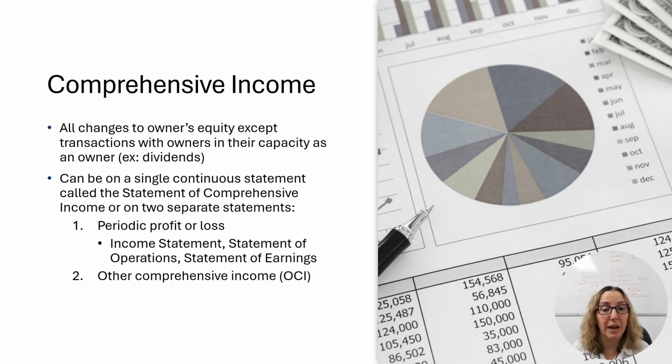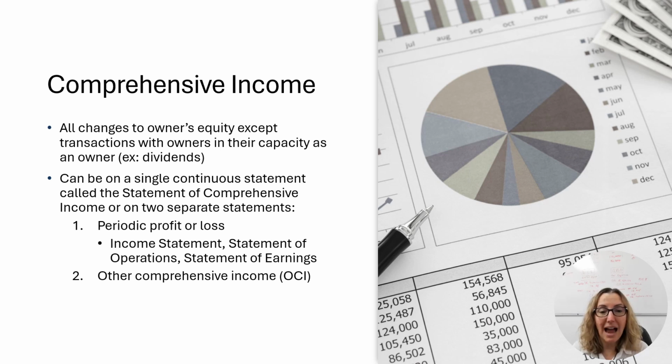Now, for the comprehensive income, you can do one statement called the statement of comprehensive income. And if you did that, you would have your net income, and then you would have other comprehensive income items right underneath, and the two of those together would be your comprehensive income.